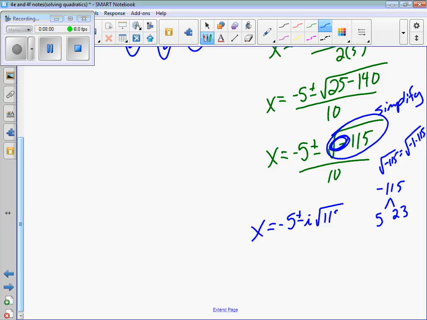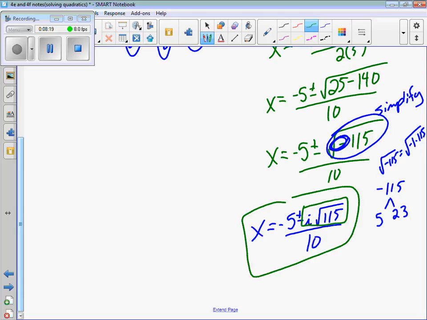And because this term here, the i square root of 115, does not have a coefficient of 5, 10, 15, a multiple of 5, we cannot simplify this any further. So this is your final answer.